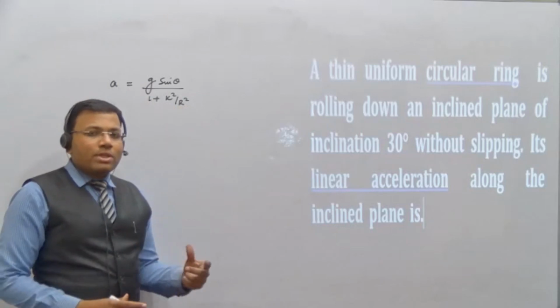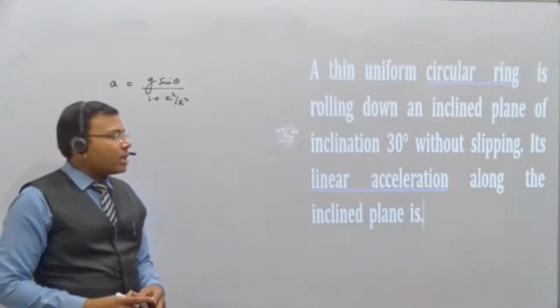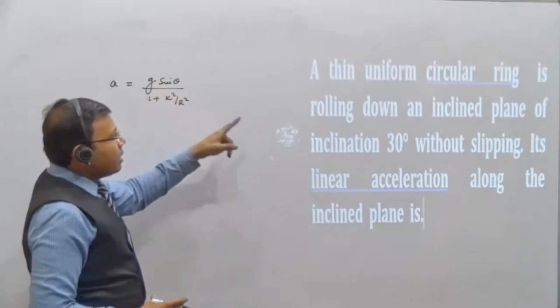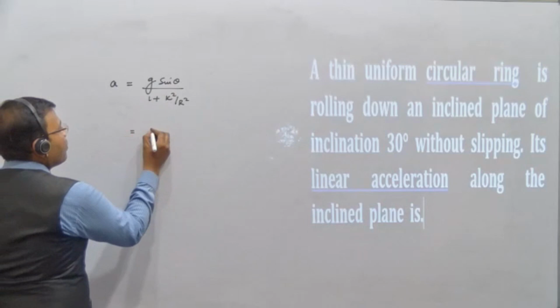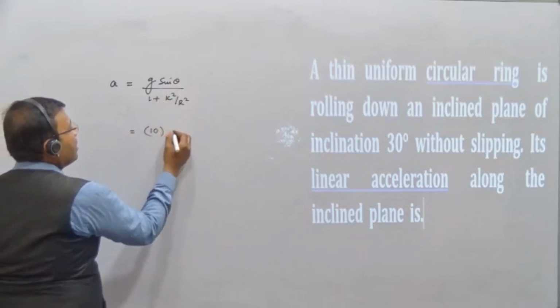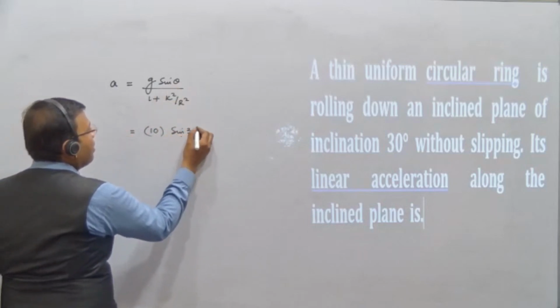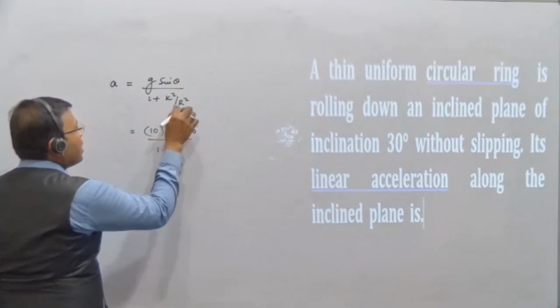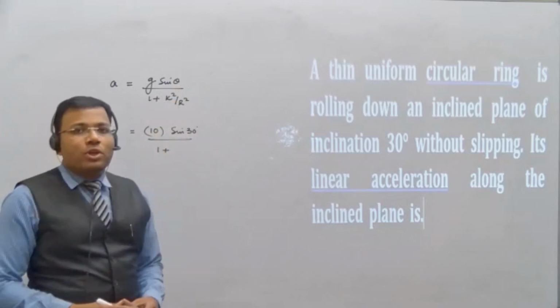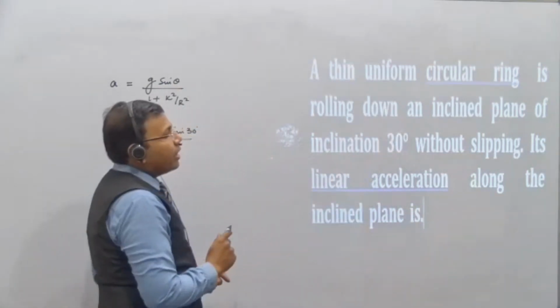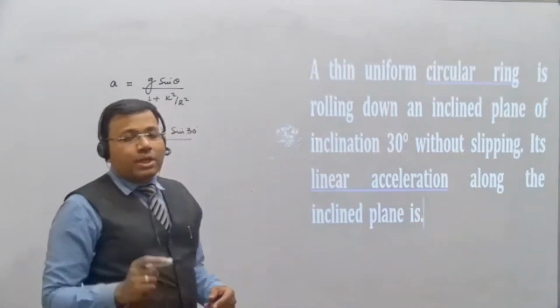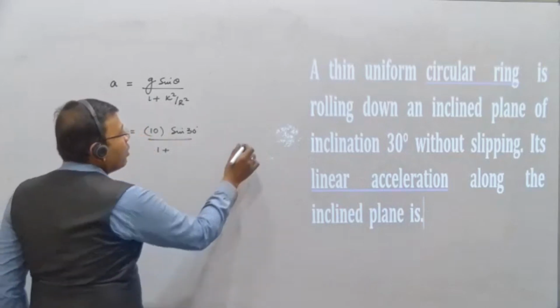Now under this, what is the value of g? g we take as 10, and the angle theta is also given as 30 degrees. So let us move. This is 10 and this is sine theta. So I will write sine 30 by 1 plus k square by r square. So to get the value of k square by r square, what we are taking is already underlined, that is a circular ring. It is a ring.